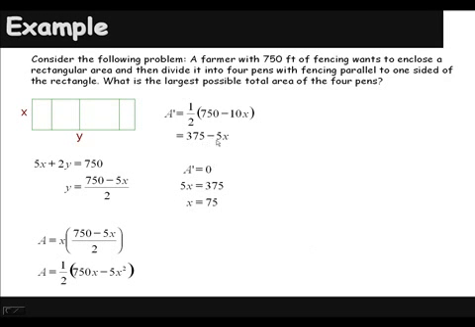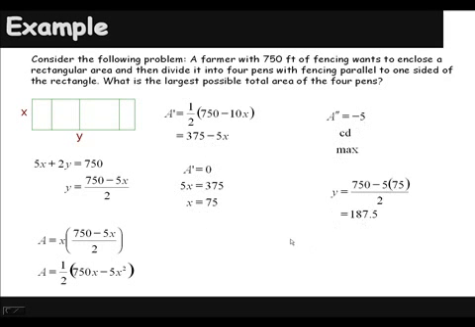The second derivative of this guy would be negative 5, which means this is always concave down. It doesn't matter what value I found here to plug in. It's always going to be concave down. I'm always going to be looking at the max. So whatever 0 I found in the first derivative is going to give me a max. That's when x is 75.